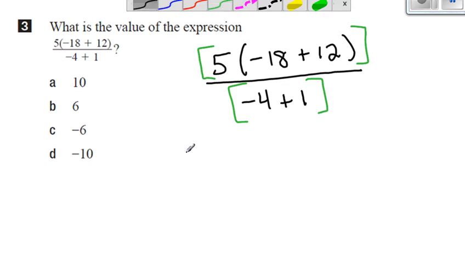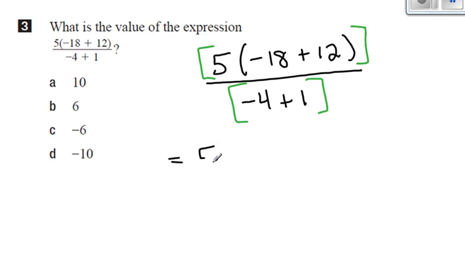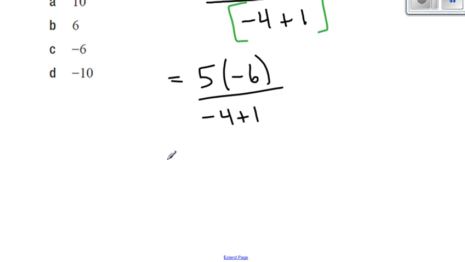So let's look at what we have. So the first thing is that in the numerator, I have a bracket. And inside that bracket, there's math. Negative 18 plus 12 is negative 6. So now in the numerator, all I have to do is a multiplication statement. 5 times negative 6 is negative 30. And now on the bottom of the fraction, negative 4 plus 1 is negative 3.